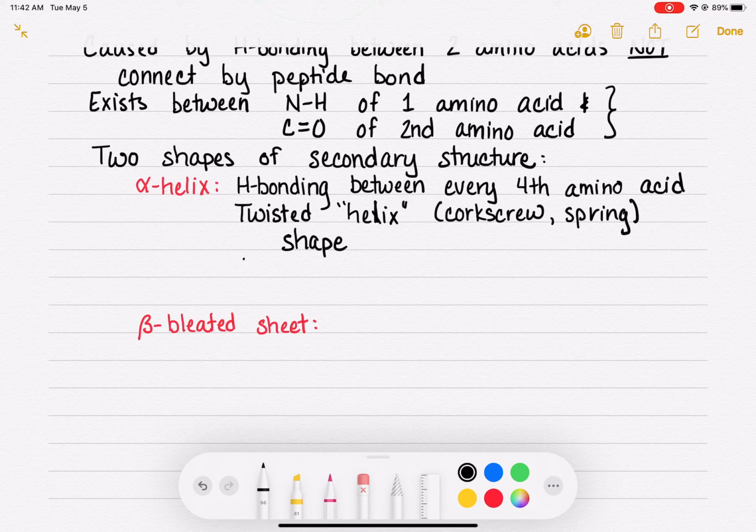And all of the R groups point out from the helix like spikes.